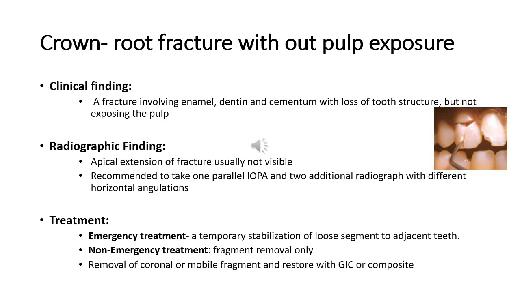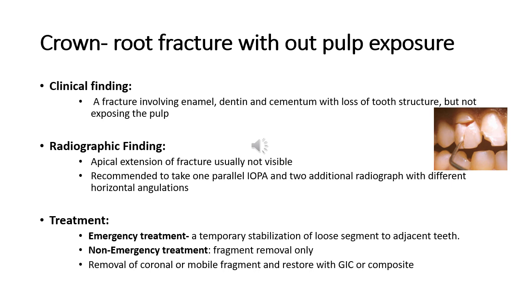Crown root fractures without pulpal involvement are fractures involving enamel, dentin, and cementum with loss of tooth structure but not exposing the pulp. This particular kind of dental injury is characterized by an oblique fracture line that begins a few millimeters incisal to the marginal gingiva and extends beyond the gingival crevice. Clinically, the displacement of the coronal fracture segment is minimal as the fracture segments are held together by the PDL. So the tooth is tender on percussion in these cases and the coronal fragment is usually mobile.